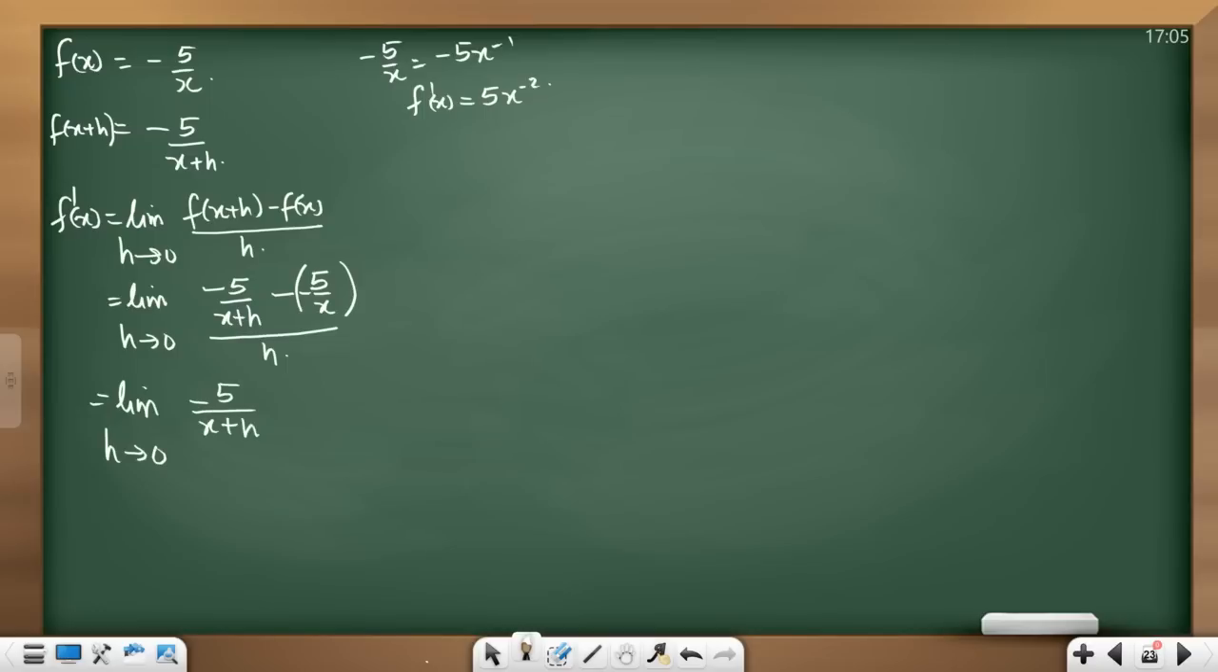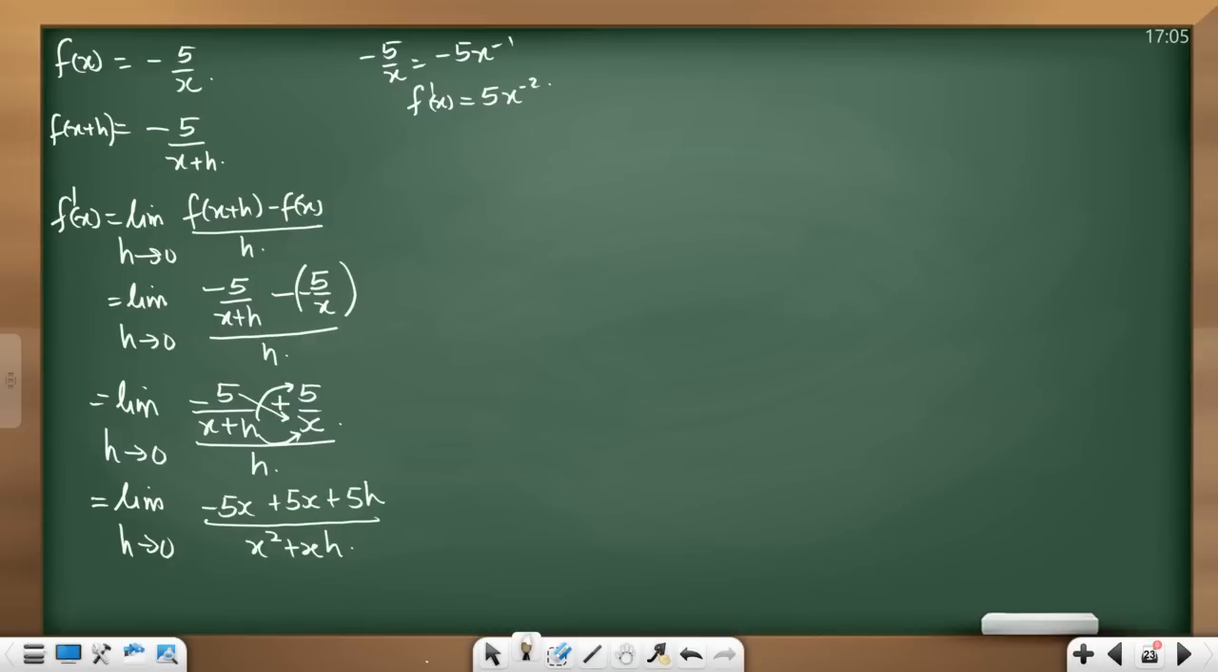Negative times negative would give us what? Positive. Over h. Now there's what we call DDD. You multiply this diagonal first. Okay, so limit as h approaches 0. What is negative 5 times x? Negative 5x. That's the first diagonal, left to right. Then I'll multiply this diagonal as well. Alright, it is plus 5 times x plus h, so it's 5x plus 5h. And then I'll multiply my denominator, DDD, x squared plus x what? H. Remember, everything divided by what? H.